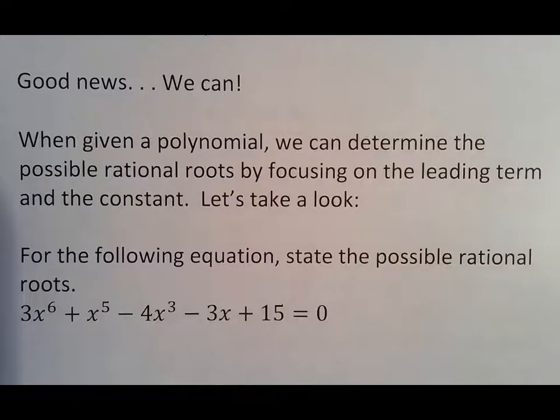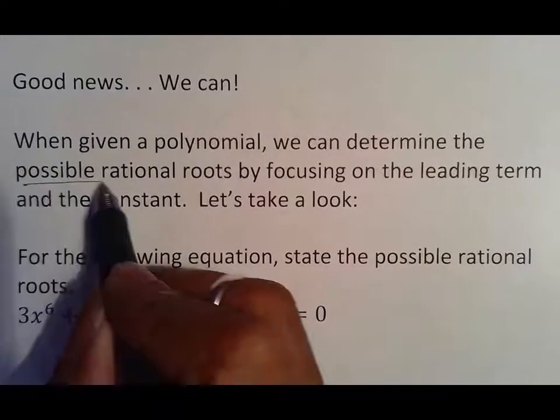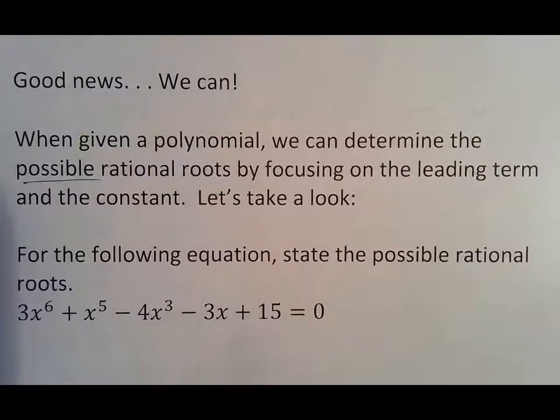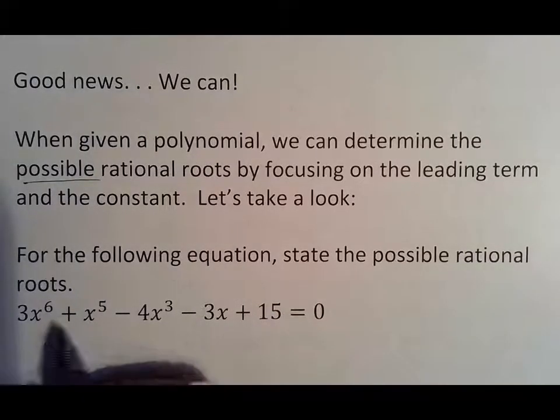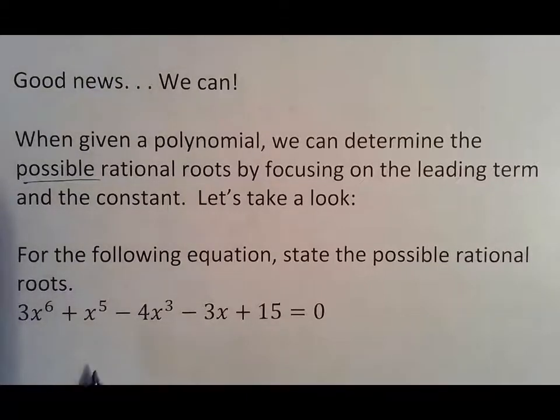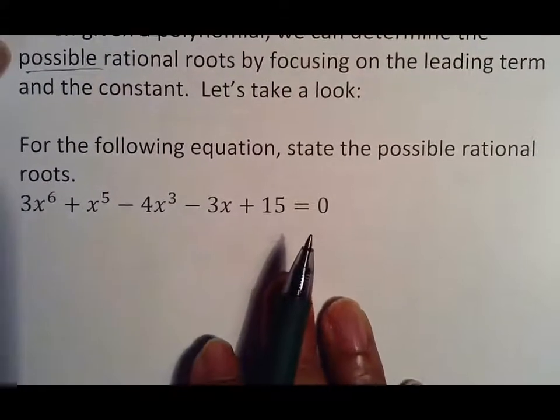So when given a polynomial, we can determine what the possible rational zeros are. Again, that doesn't mean all of them are zeros, but these are the possible numbers, found by focusing on the leading term and the constant. So for the following equation, state the possible rational roots. This is something you'll be doing on your homework.